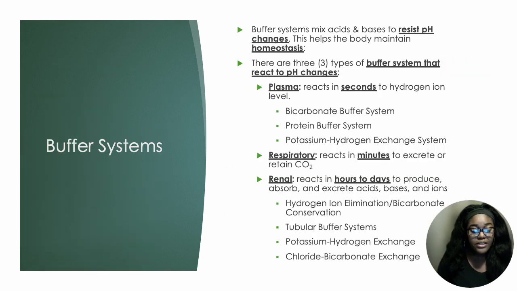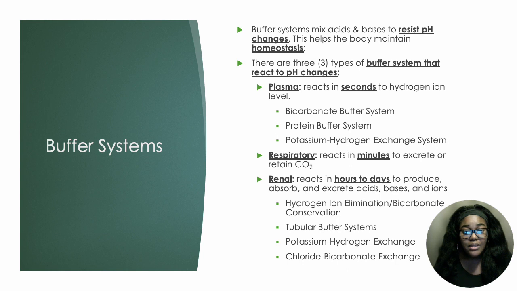Here we're going to talk about buffer systems because acid-base balance is a result of our buffer systems, and the body is in this constant state of trying to maintain homeostasis. So the way that it resists pH changes is through buffer systems. The main function of a buffer system is to have a mixture of acids and bases to help resist significant pH changes. So the body tries its best to keep the pH of the body between 7.35 and 7.45. And that'll be really important when we start talking about our arterial blood gases. But again, the body wants to stay somewhere between that. If it can maintain homeostasis, again, it'll stay somewhere between 7.35 and 7.45.